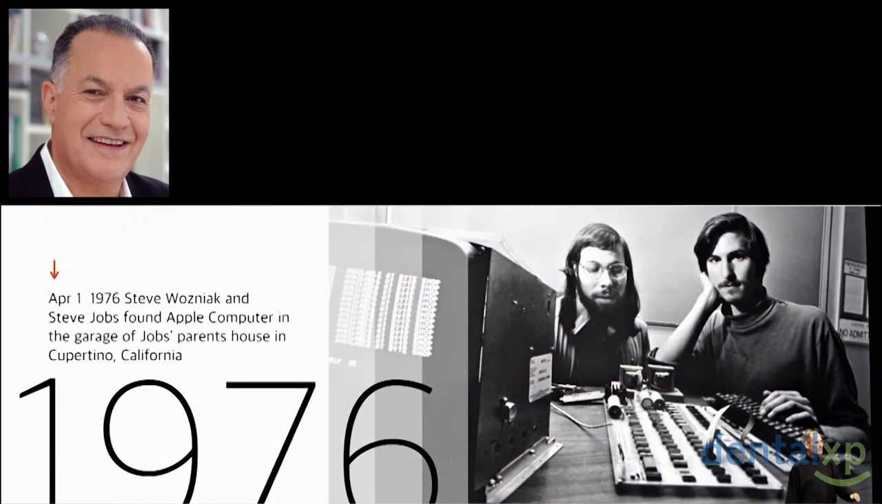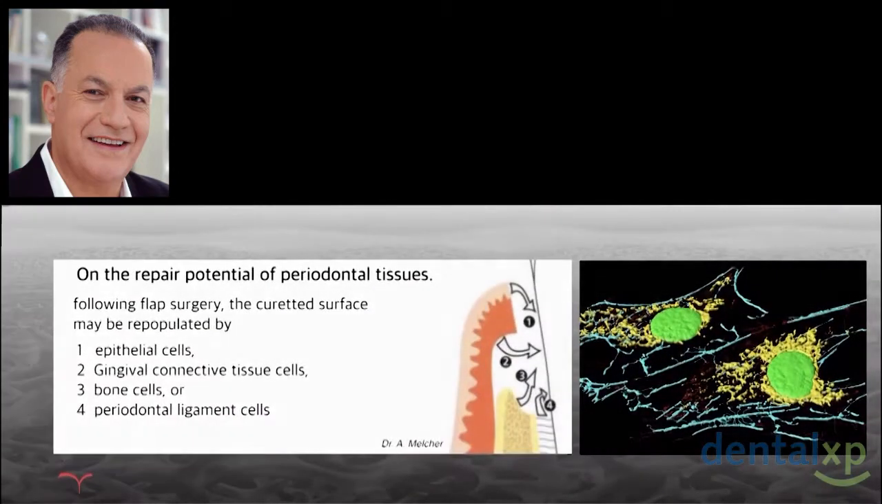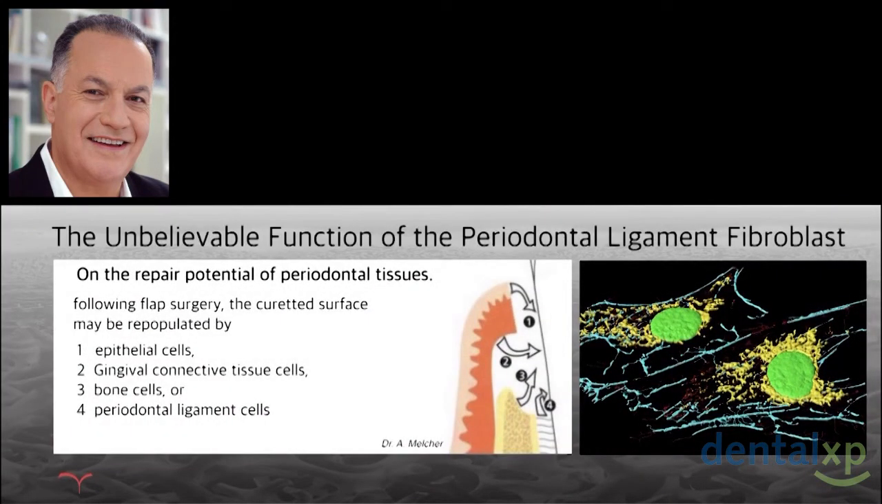So let's come back to the past. 1976. Steve Jobs and his colleague Steve Wozniak, in the garage of their parents, create the first Macintosh, Apple company and computer. At that time, I was a young student, and I remember the unbelievable function of the periodontal ligament fibroblasts according to the article of Anthony Melcher.